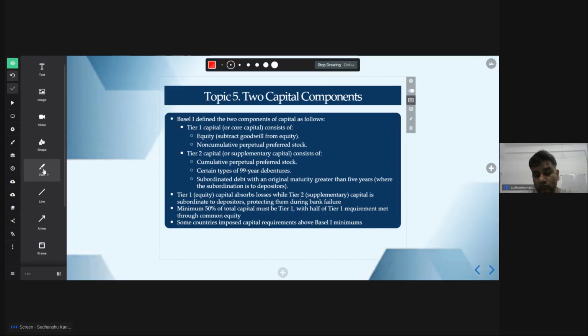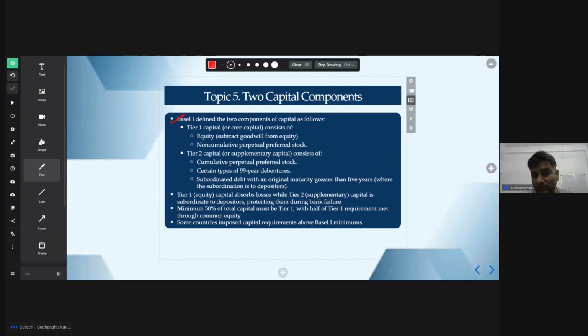Topic 5 is about the two capital components. Tier 1 capital is your core capital, which includes your common equity after deducting your goodwill, and your non-cumulative perpetual preferred stock. Its key role is to be the primary loss-absorbing capital.